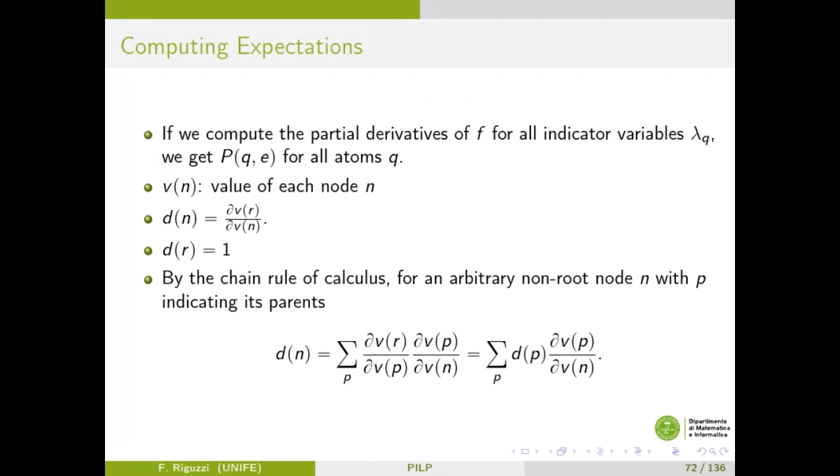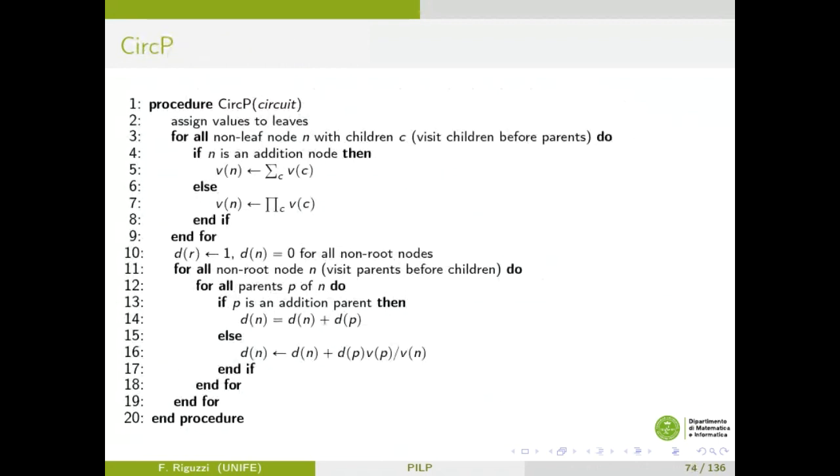I don't want to go into the details of the formula, but you simply visit the circuit twice, once bottom up from the leaves. Here you visit children before parents, so bottom up, and you compute vn, the value of each node. The value is the one that is computed by evaluating the circuit. And then you compute the derivatives, which are indicated with dn for the node. So you visit parents before children, you visit the circuit top down, and you update the derivatives using a formula similar to the one of PRISM.